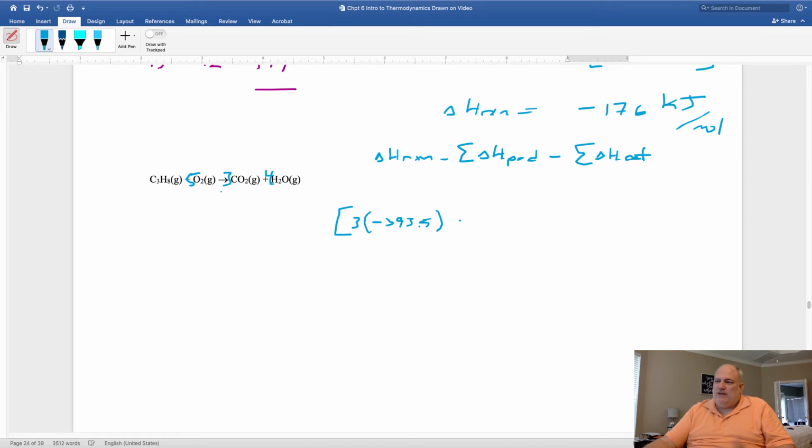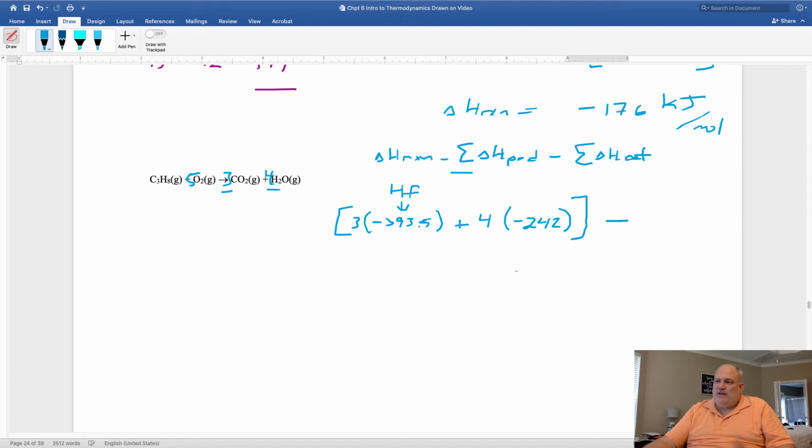And I'm going to add that to 4 times negative 242. I'm deliberately keeping out the units because I'm having such a hard time with the lag. These are the coefficients. Remember, this little weird E symbol means the sum of, or adding up all of them. So we take the coefficient and multiply it by what the enthalpy of formation is from the table. These values right here that we're looking at are enthalpies of formation. So that is just our product side, right?